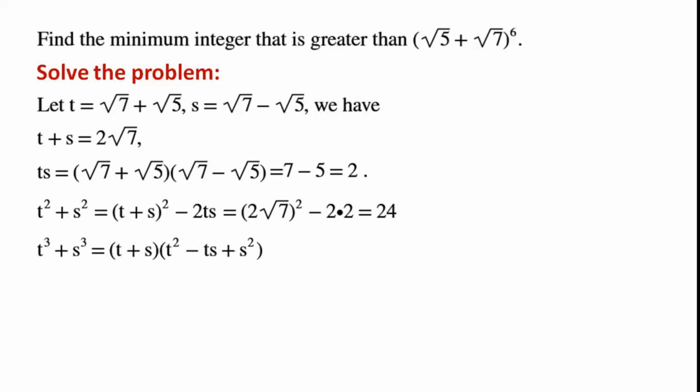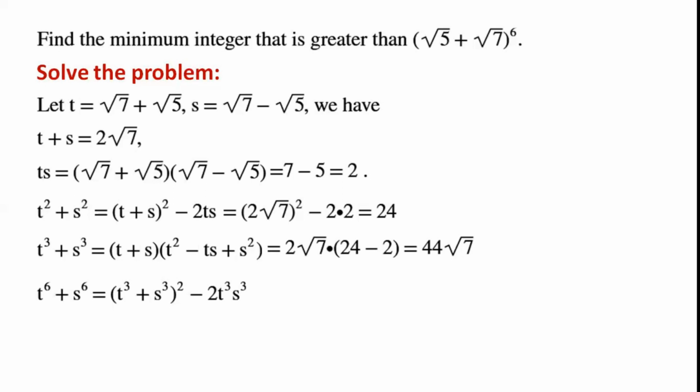t³ + s³ = (t + s)(t² − ts + s²). We know that t + s = 2√7, t² + s² = 24, and ts = 2. By simplifying this, we can now write it equals 44√7.